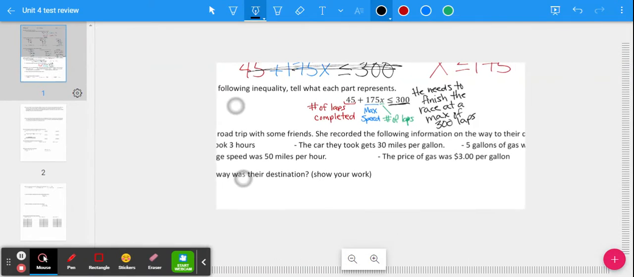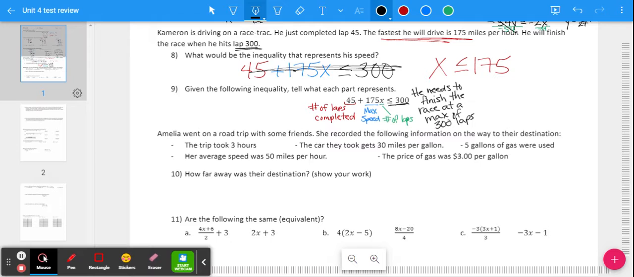All right. So then we have Amelia went on a road trip with some friends. She recorded the following information on the way to their destination. The trip took 3 hours. The car they took gets 30 miles per gallon. 5 gallons of gas were used. Her average speed was 50 miles per hour, and the price of gas was $3 per gallon. And it says, how far away was their destination?